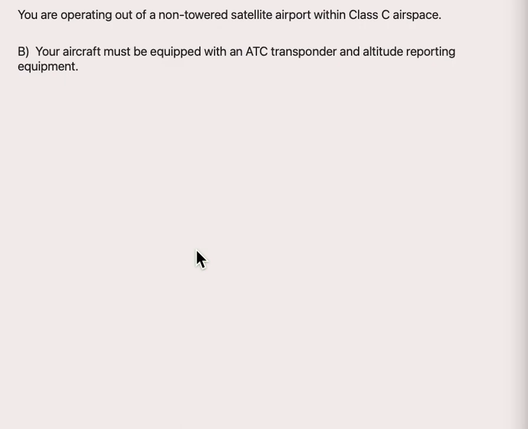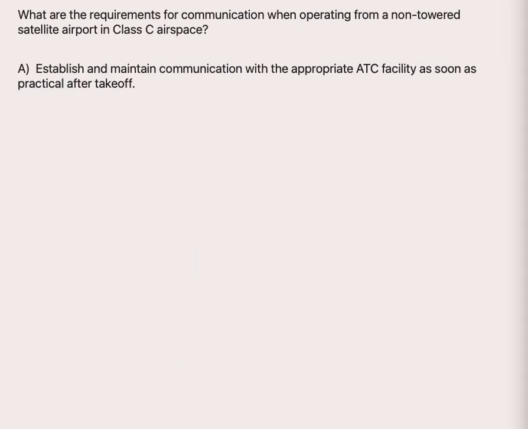You're operating out of a non-towered satellite airport within Class Charlie airspace. So you're in Class Charlie, and it's not towered, and it's not the main airport. Your aircraft must be equipped with a transponder and altitude reporting equipment. What are the requirements for communication when operating from a non-towered satellite airport within Class Charlie? It says you need to establish and maintain communication with the tower as soon as practical after takeoff, or the appropriate air traffic control facility.